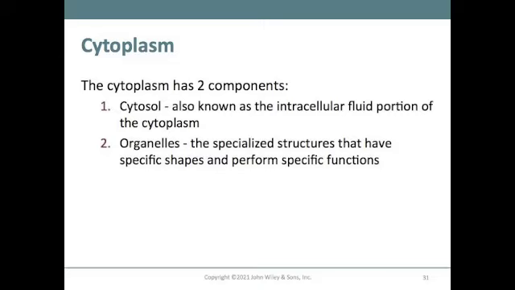Moving on to the cytoplasm. The cytoplasm consists of all the cellular contents between the plasma membrane and the nucleus, and it has two components, the cytosol and the organelles. The cytosol is the fluid portion of the cytoplasm that surrounds the organelles and constitutes about 55% of the total cell volume. And the organelles are specialized structures that have specific shapes and perform specific functions in the cell.